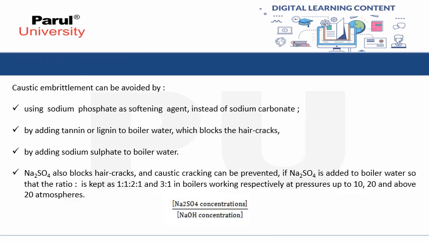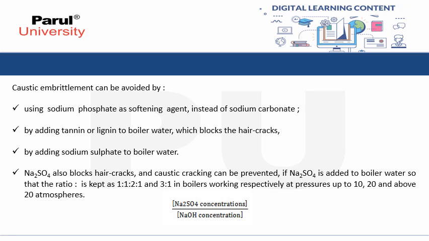Caustic embrittlement can be avoided by using sodium phosphate as a softening agent instead of sodium carbonate, by adding tannin or lignin to the boiler water, which blocks the hair cracks. Also by adding sodium sulfate to boiler water. The sodium sulfate also blocks the hair cracks, and caustic cracking can be prevented if sodium sulfate is added to boiler water.